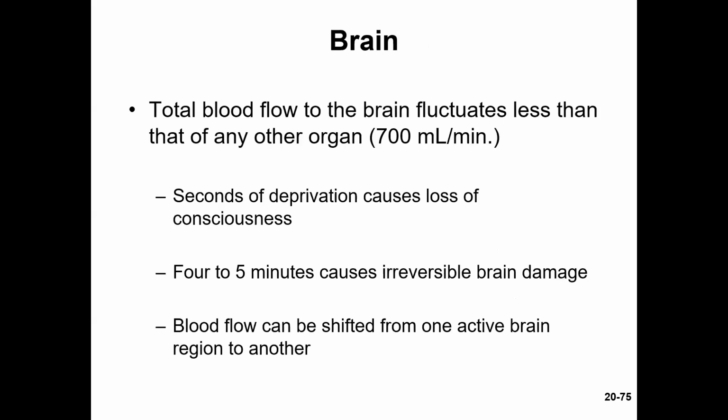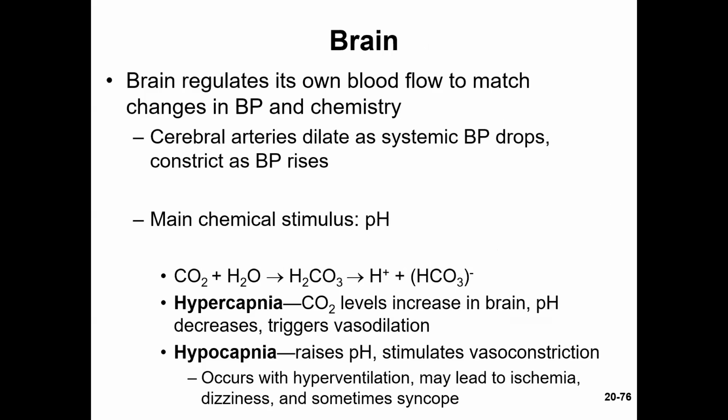Okay, so some special circulatory routes. One such route is the brain. The total blood flow to the brain fluctuates less than that of any other organ. It remains pretty constant at 700 milliliters per minute. Seconds of deprivation cause loss of consciousness. 4 to 5 minutes cause irreversible brain damage. Blood flow can be shifted from one active brain region to another.